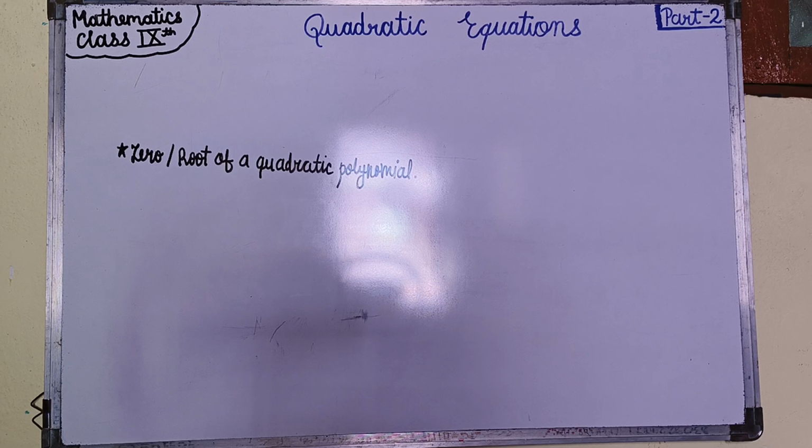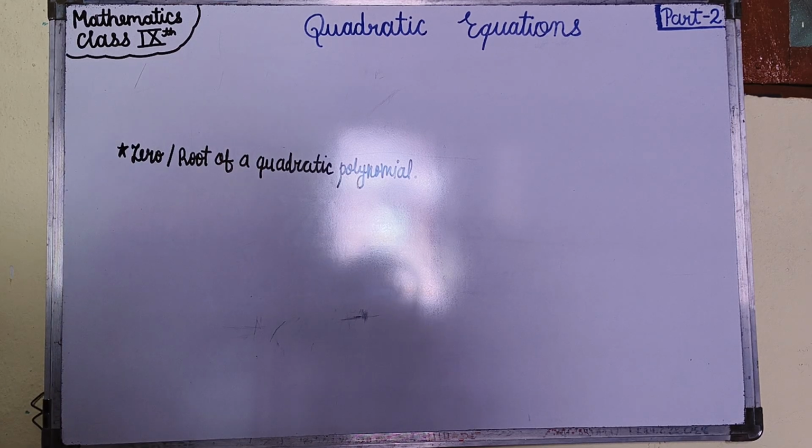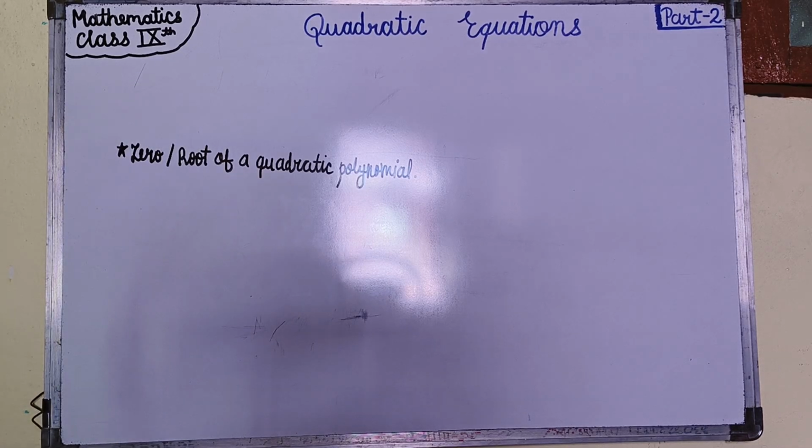So, for what value of x the given polynomial p of x becomes 0 is called zero of a polynomial. I'll repeat. For what value of x the given polynomial p of x becomes 0 is called zero of a polynomial.